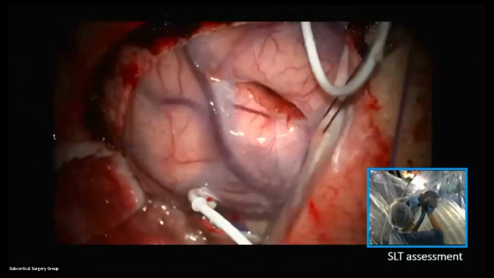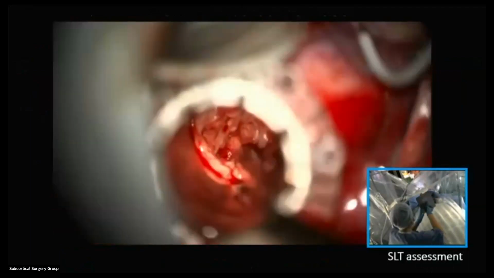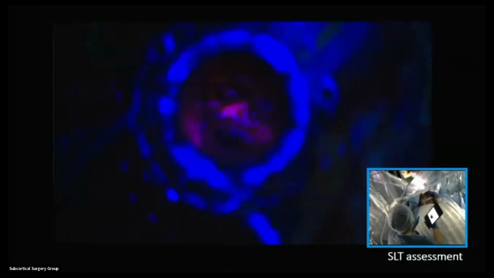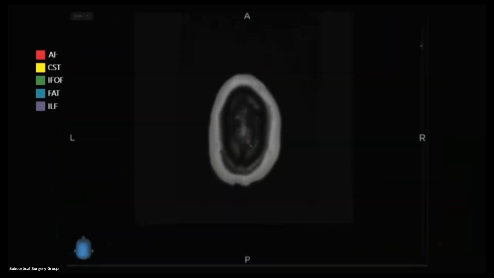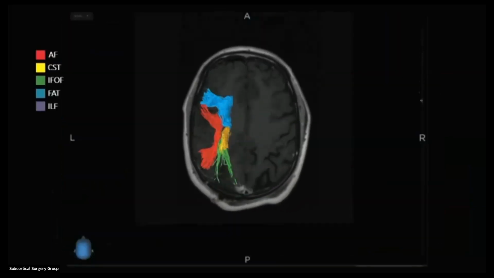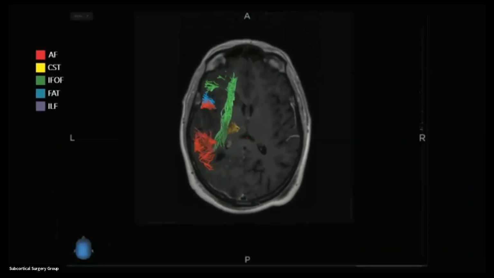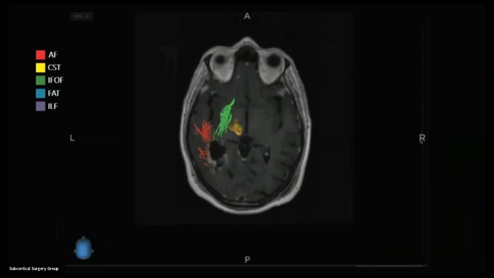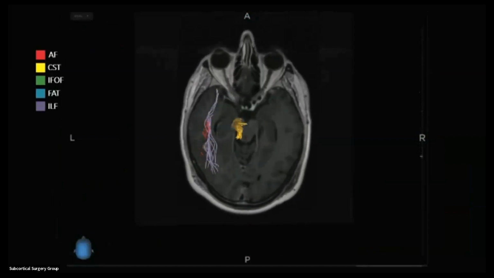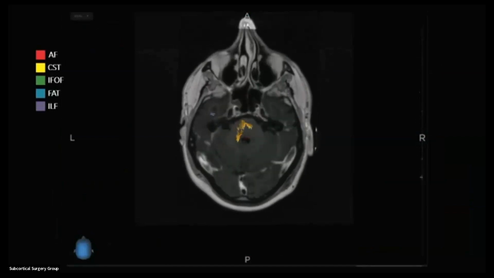We kept the patient awake and kept doing object naming, action naming, the typical setting for language testing. You can see the 5-ALA vision as well, and the neurophysiology setting. And this is the postoperative scan that shows a good resection with a little bit of residual very close to the tracts, as you can see, that we acquired before the surgery.